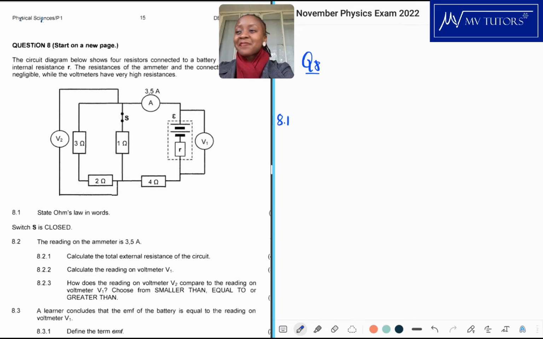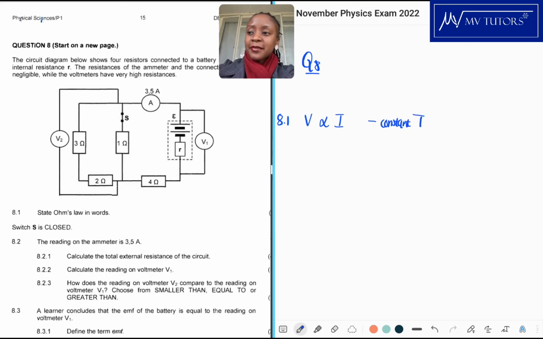So yeah, let's state Ohm's law in words. I'm not going to write it down fully, and please feel free to add more definitions in the comment section. Basically Ohm's law says that the potential difference across a conductor is directly proportional to the current I in the conductor, at a constant temperature. So this is only applicable if you have constant temperature.